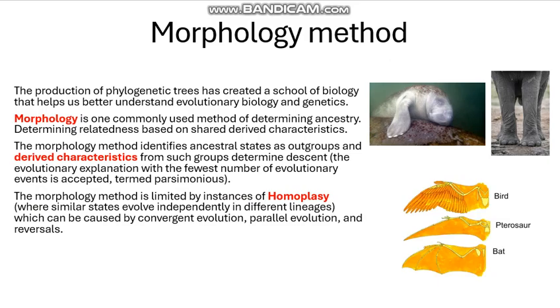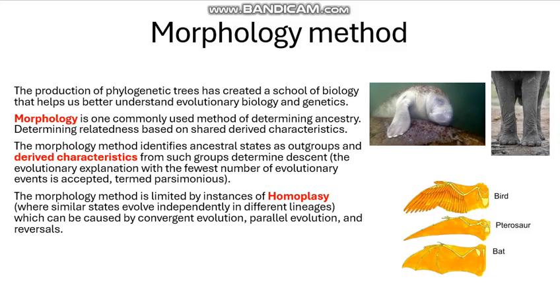So we can determine the relatedness of species and where they fit on the phylogenetic trees through a few different methods. The first one that we're going to talk about is the study of morphology. The production of phylogenetic trees has created a school of biology that helps us better understand evolutionary biology and genetics. Morphology is one commonly used method of determining ancestry, determining relatedness based on shared derived characteristics. The morphology method identifies ancestral states as outgroups, and derived characteristics from such groups determine descent.